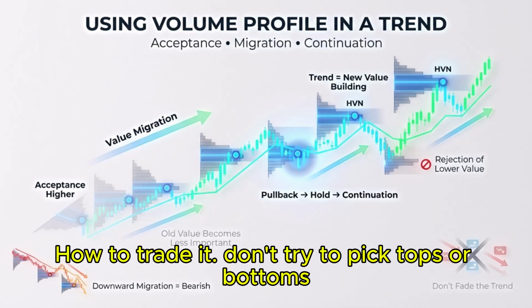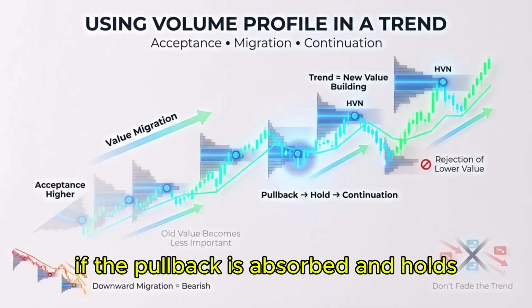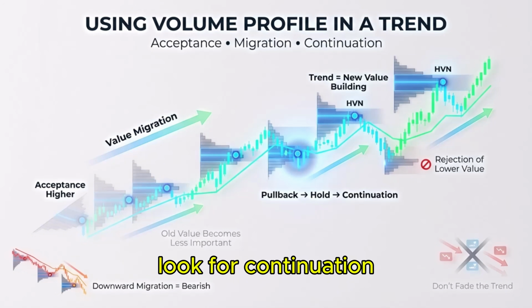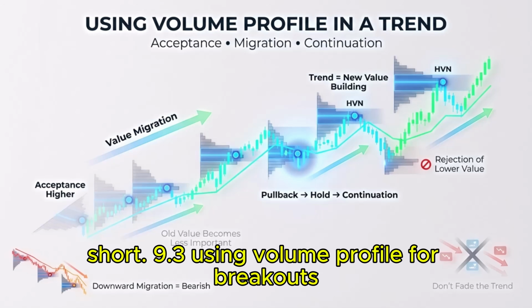How to trade it. Don't try to pick tops or bottoms. Instead, wait for pullbacks into key profile zones. If the pullback is absorbed and holds, look for continuation. If price breaks below VAL and holds, favor continuation short.